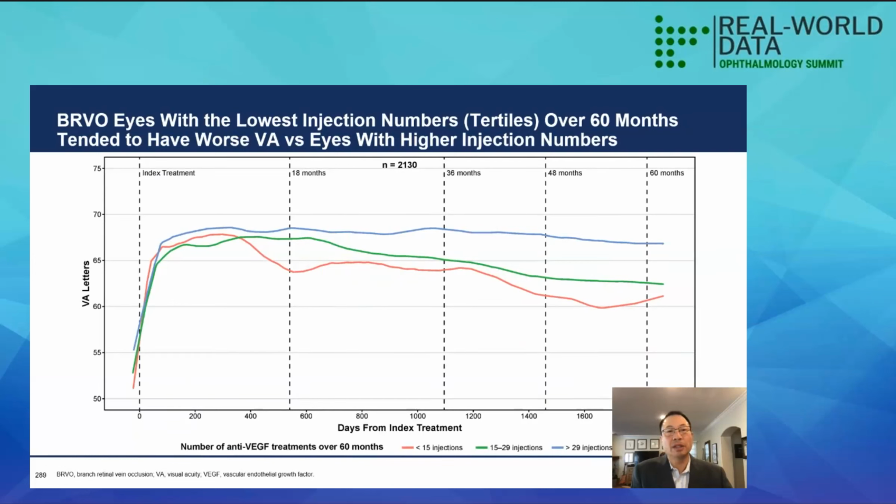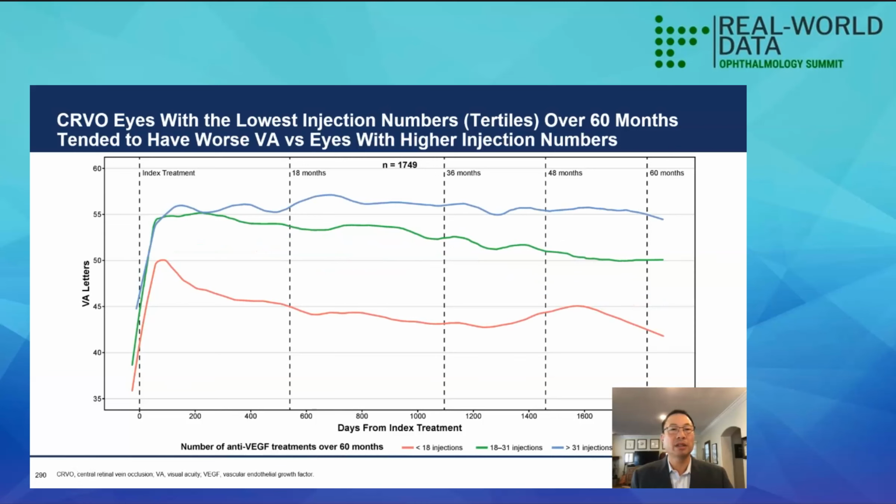This slide shows that in the BRVO cohort, those eyes that had the lowest injection number by tertile over 60 months tended to have worse visual acuity outcomes compared with the eyes that had higher injection numbers. So you can see that the eyes in the 60-month cohort that had greater than 29 injections, as you can see here in the blue line, have better visual acuity results compared with the eyes that had the lowest number of injections, less than 15, as exemplified by the orange line on this graph.